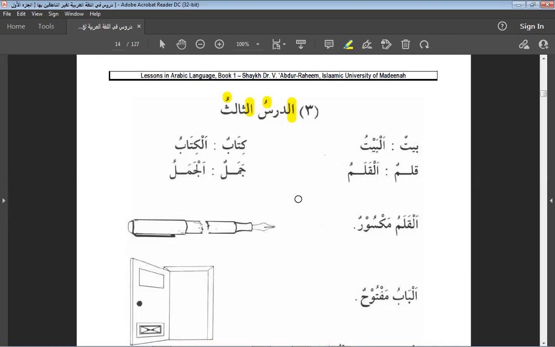This lesson basically teaches us the difference between the definite noun and the indefinite noun. We have already seen what the definite article and the indefinite article are. When we say definite in Arabic, the word is ma'arifa, or some would say mu'arrafa. And when the word is indefinite, what we say in Arabic is nakira.